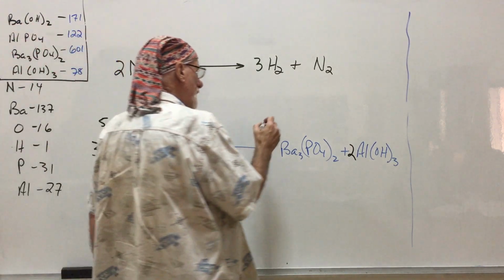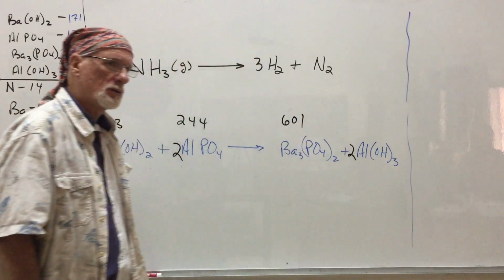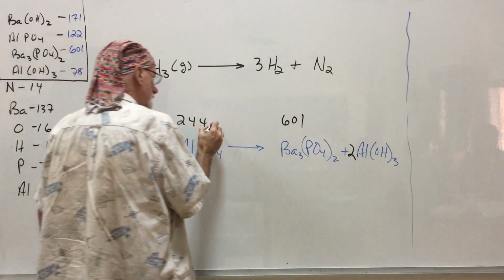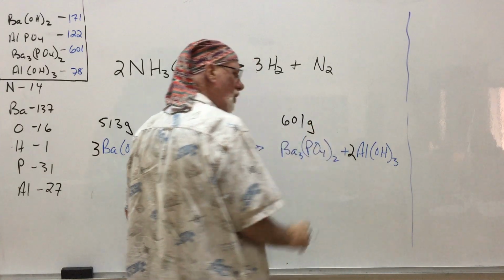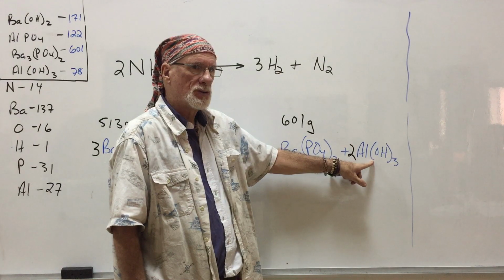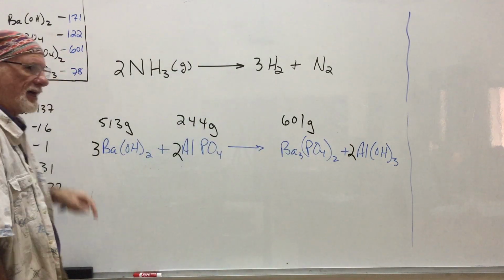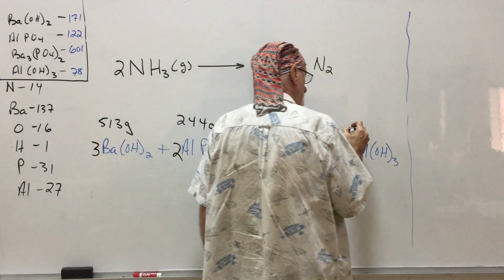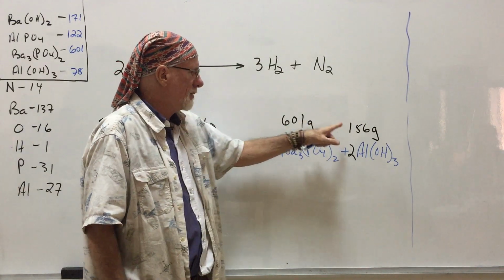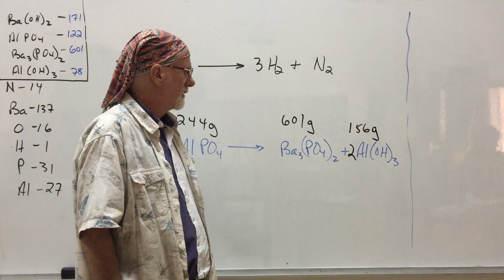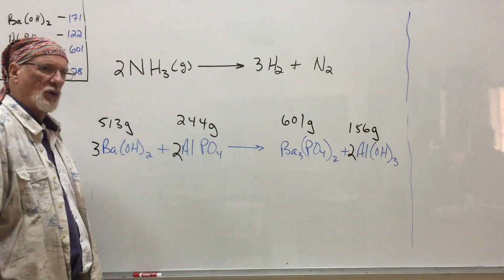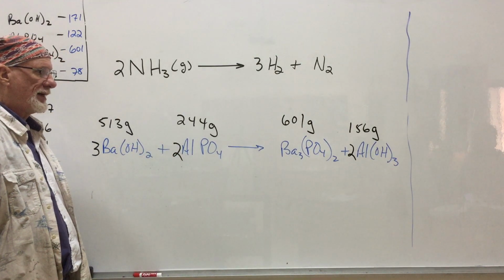601, and that's what 1 mole would be, correct? Yes. So 3 moles of this would be that mass, 2 moles would be that mass, 1 mole would be that mass, correct? And then 156. 2 moles of that would be 78 each, and 78 times 2 is 156. Correct? Wow. Now, just humor me. What is 601 plus 156? 757. What is 513 plus 244? 757. Same, correct? Yes. Okay, good.